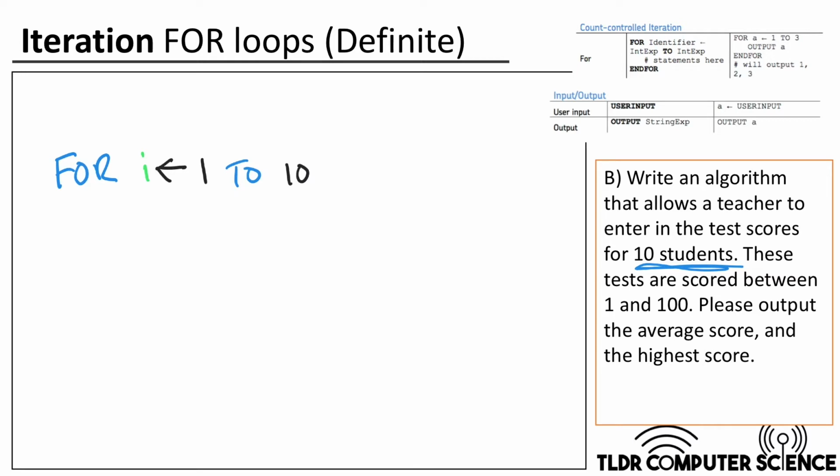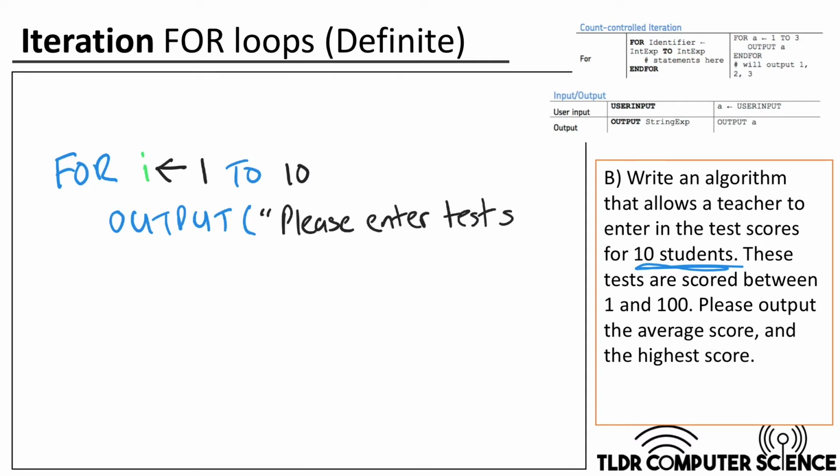And it says it allows a teacher to enter the tests. To enter the tests, I'm going to want the person to input that information, but the person needs to know that they're being asked to input it. So I need a little message and say output. So this is a message to the user, in this case the teacher. Please enter test score, and that person will get that message.